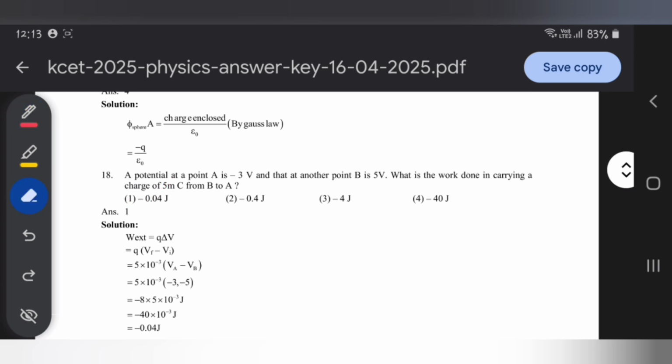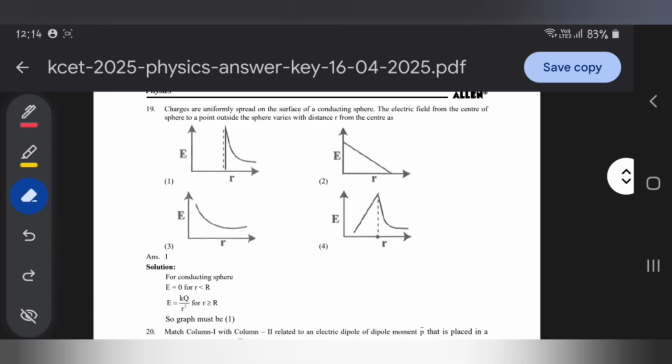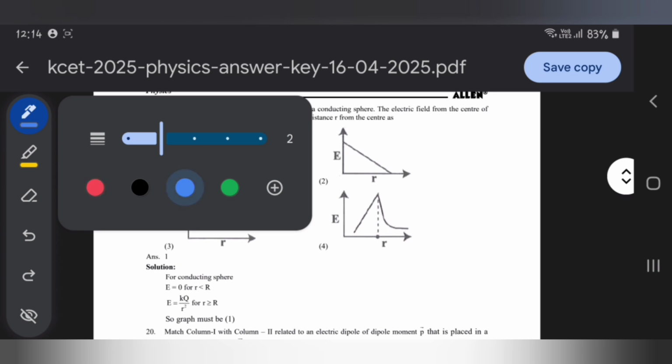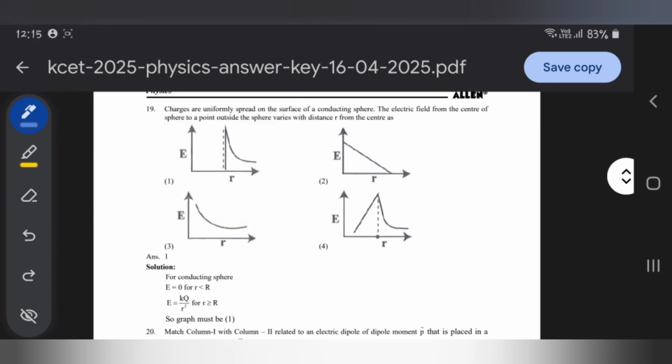If you want, you can take the screenshot. Moving forward, again look at this graph. All this you will study in your class 12th. These particular graphs you will be studying in your class 12th board exams. So this is a very board exam question. It's a very simple question.